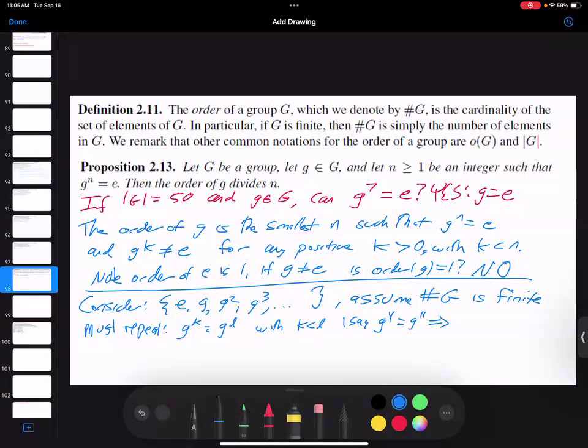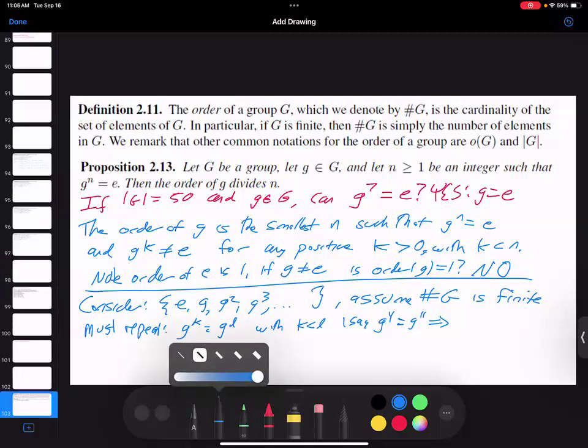So I've got G times G times G times G equals G times G 11 times. How could I simplify? I've got G to the 4th on the left, I've got G to the 11th on the right. I could multiply both sides by G to the -4. So we get G to the minus 4 times G to the 4th equals G to the minus 4 times G to the 11th, or e equals G to the 7th.